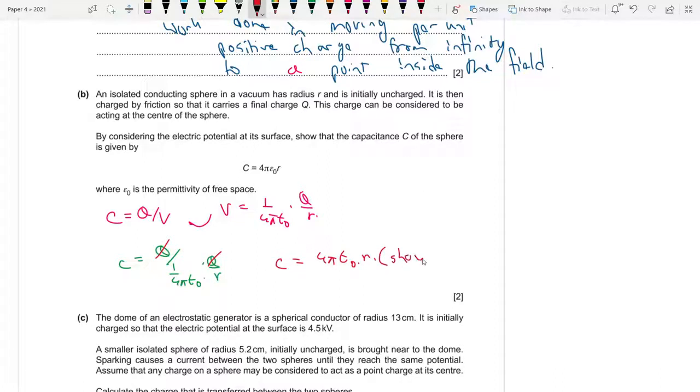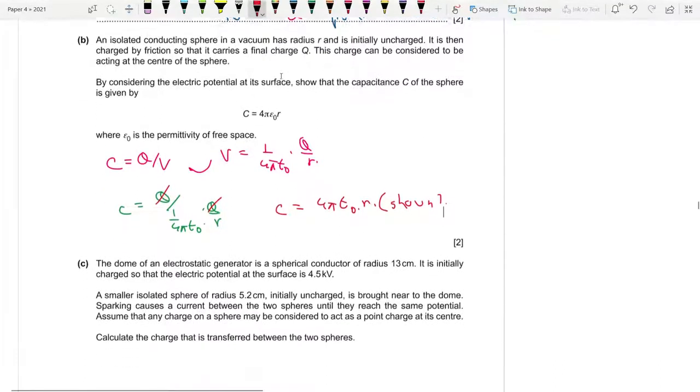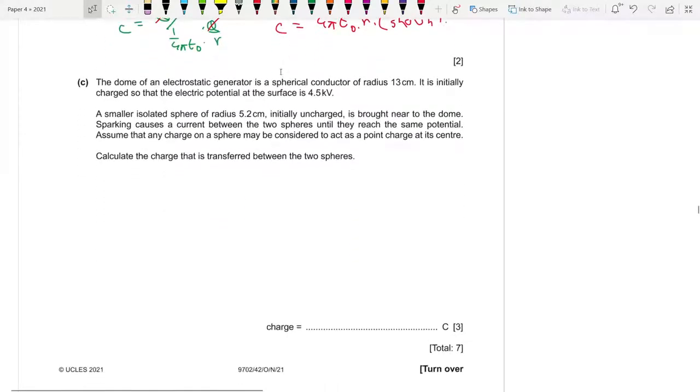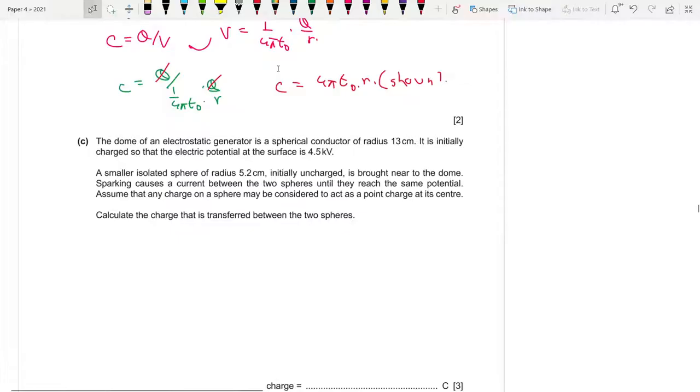Shown. The dome of an electrostatic generator is a spherical conductor of radius 13 centimeters. It is initially charged, so the electric potential at the surface is 4.5 kilovolts. A smaller isolated sphere of radius 5.2 centimeters, initially uncharged, is brought near the dome. So this is the dome, and this uncharged sphere is brought closer. Sparking causes a current between the two spheres until they reach the same potential. Assume that any charge on a sphere may be considered to act as a point charge.